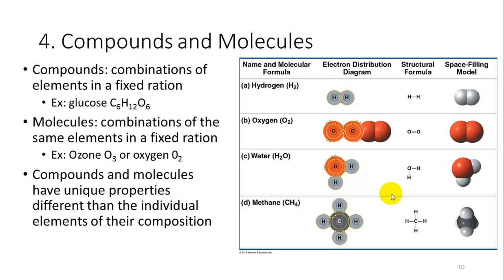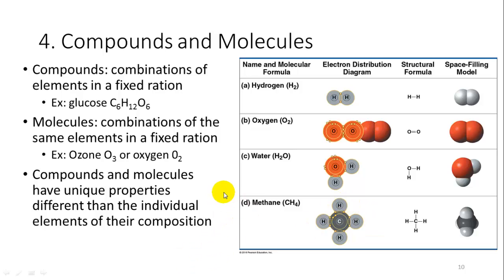Molecules, on the other hand, are combinations of the same elements in a fixed ratio. So ozone has 3 oxygens, which have multiple bonds between them. Oxygen has 2 with a double bond between them, and you see that here. But they're both oxygen, so this is called a molecule of oxygen. You would call this a methane compound because it has carbon and hydrogen in it.